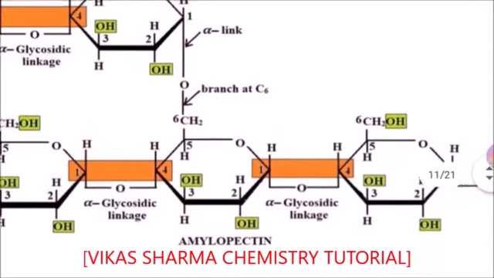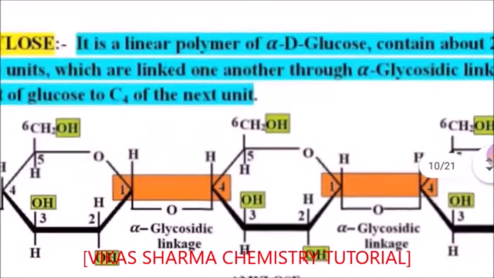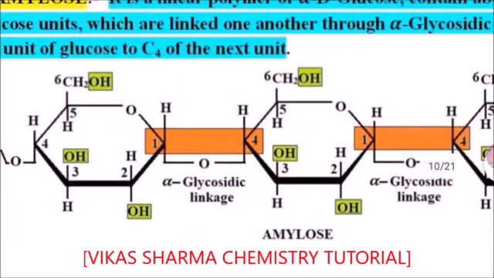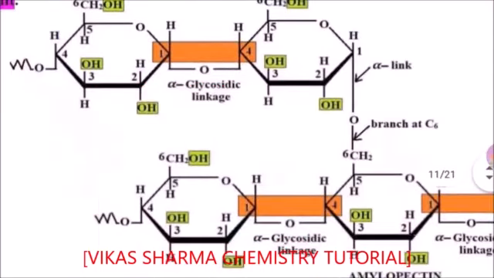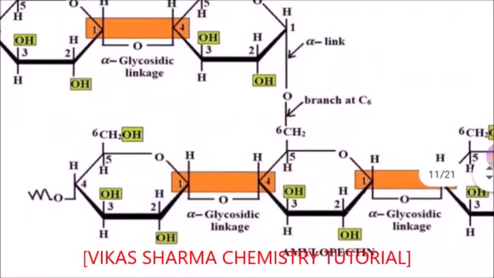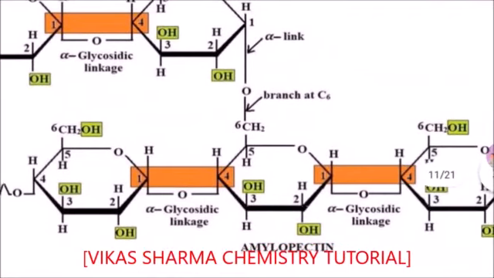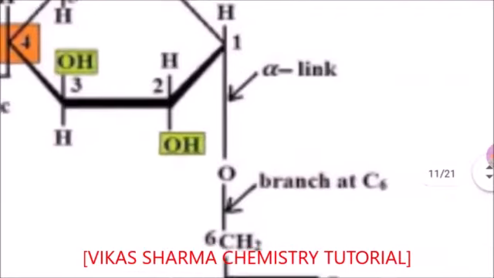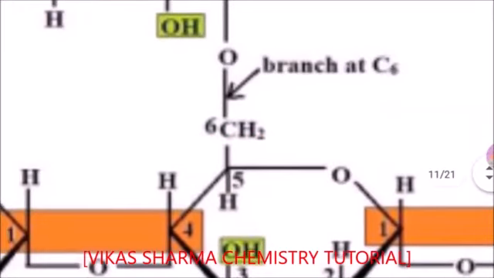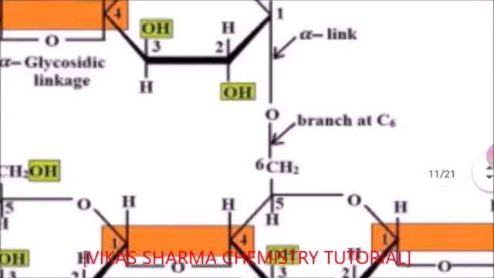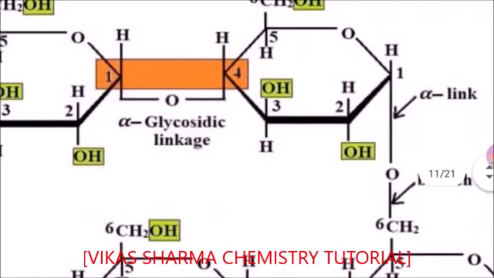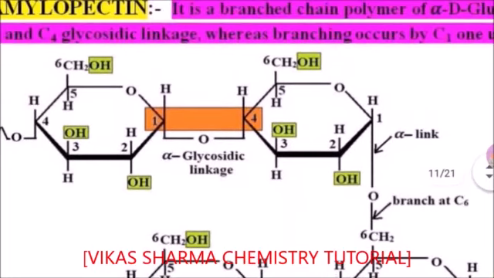You have seen this on your display. In amylose, the units are joined by alpha glycosidic linkage, C1 of one unit joined to C4. But in amylopectin, in the branched condition, C1 of the first unit is joined to C6 of another unit. But in the straight chain condition, they are joined by C1 and C4. You can see this easily on the display.